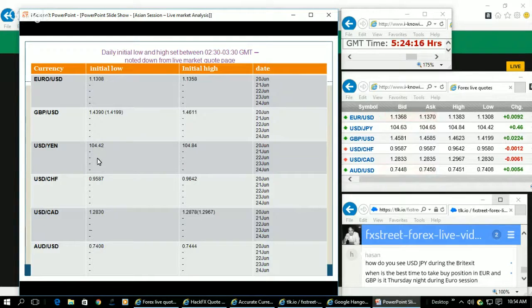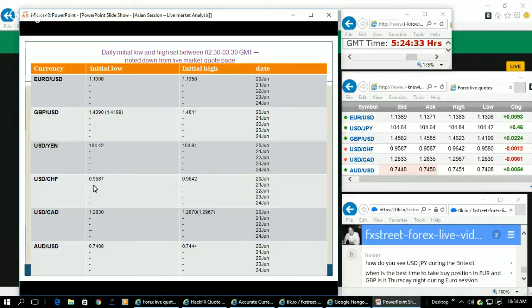Then in the case of yen, 104.42 is the low and 104.84 is the high. They have not breached the low or the high, so they are going to be range bound to start with. And later on during the US session, they are expected to gain more levels when Euro and GBP are dropping.